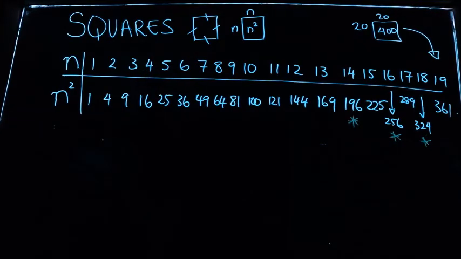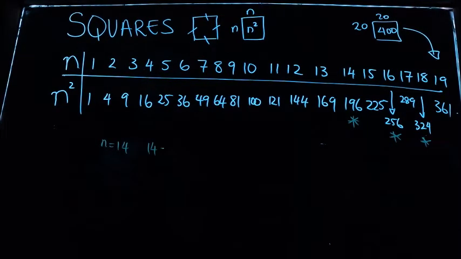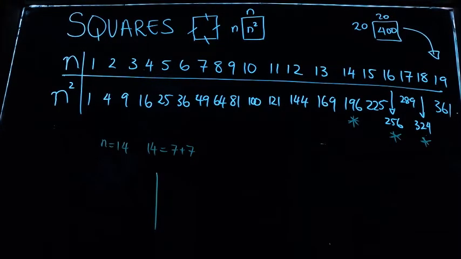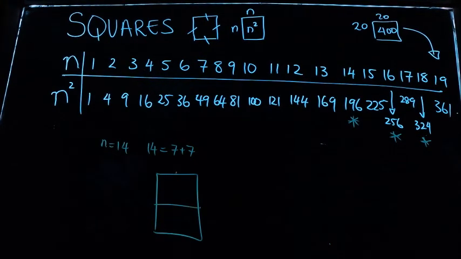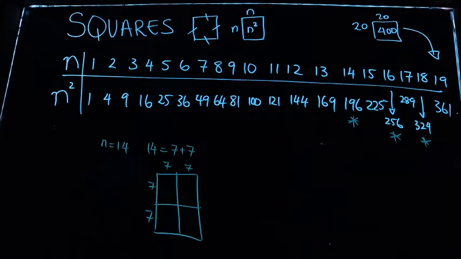So what did we say? N equals 14. I'm looking at 14 as equal to 7 plus 7. So I'm creating some squares here, and there's 4 squares. They're all the same. So 7 times 7 from our table up here is 49. So I've got 4 squares of 49 in here, and I'm going to add these up.